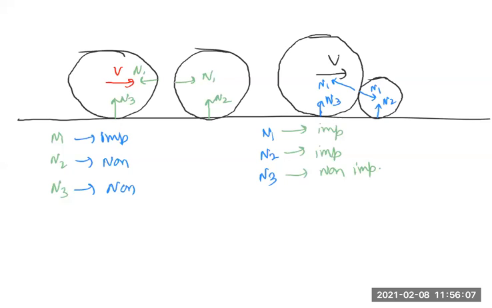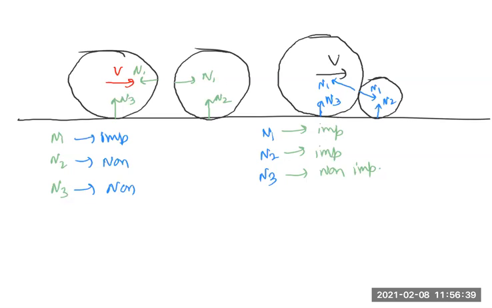Now, an impulsive force has a unique quality. An impulsive force will, of course, impart an impulse. Okay? An impulsive force will instantly change the velocity of the object it is acting on in its direction.